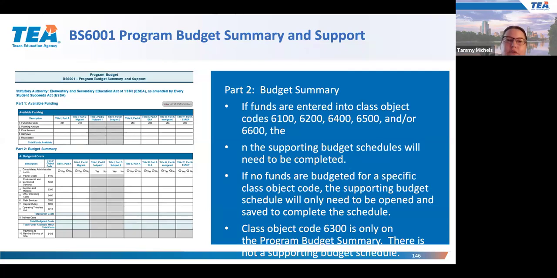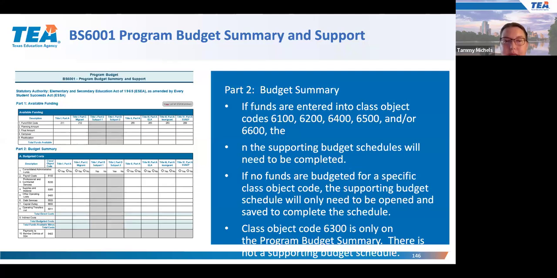Part 2 serves as an overview of how grant funds will be used. In part 2, you'll enter the dollar amount by class object codes for direct program costs and indirect costs. These items must align with the organization's needs, campus improvement plan, or district improvement plan. Additionally, budgeted items must be allowable under the authorizing program statutes, regulations, rules, and guidelines.